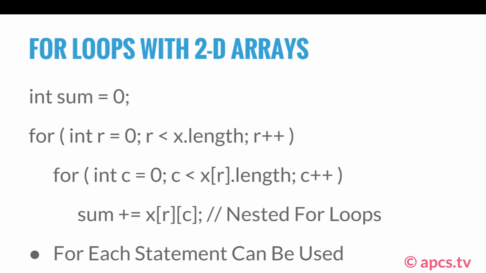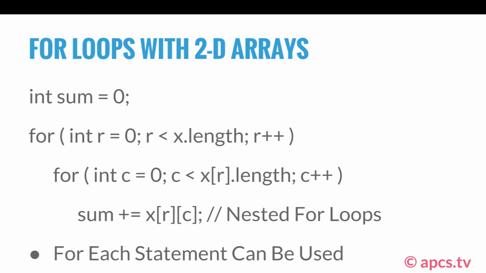So that now will be sum plus equals x[0][1]. This is what we're calling using nested for loops, and the for each statement can be used as well, because we're simply accessing the elements. We're not modifying or replacing them, and the for each statement would probably be a better fit here.